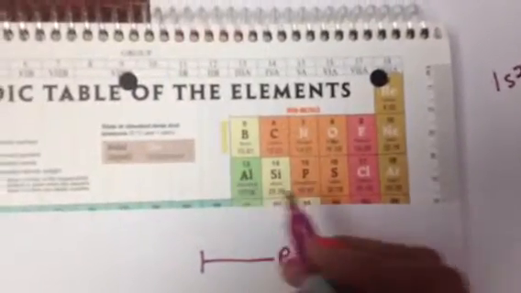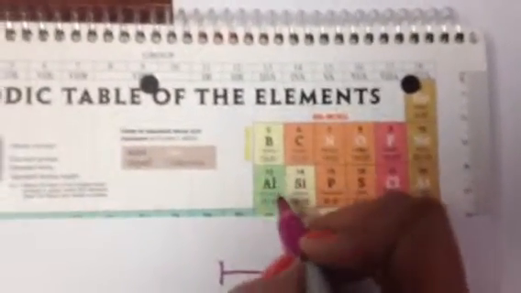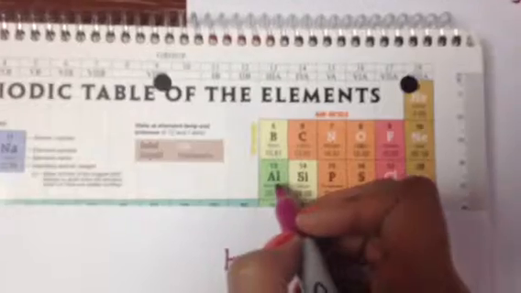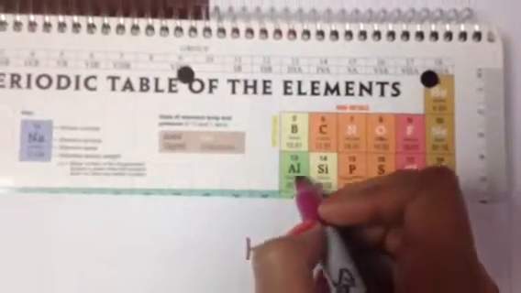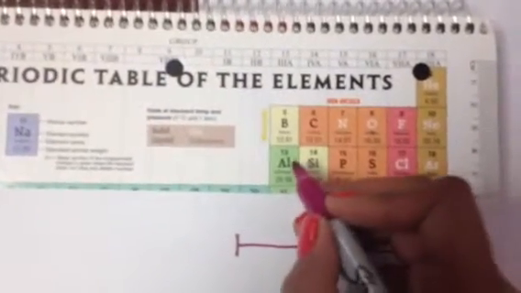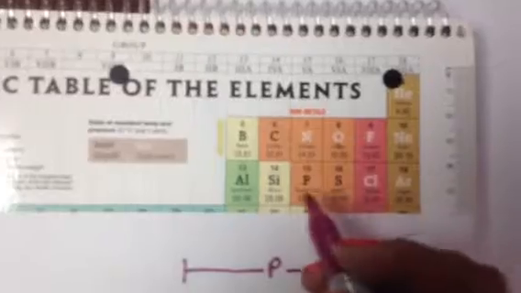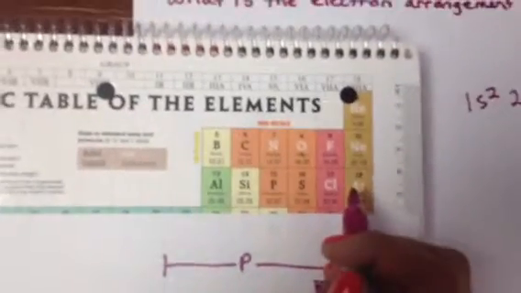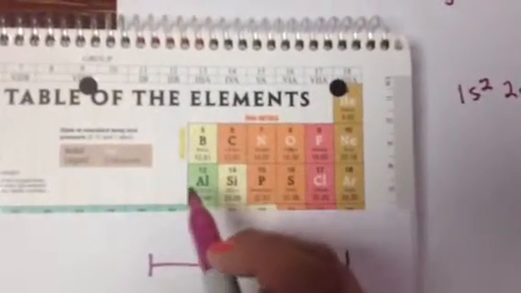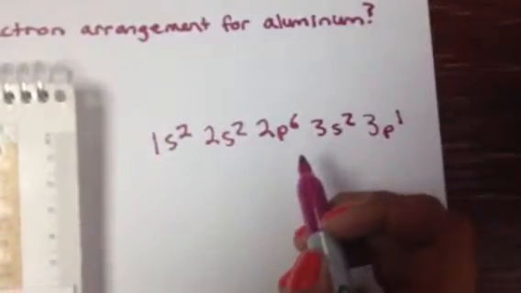And now we move on to the 3p orbital. Now, aluminum is 3p1. And since we don't need to go further, we would just stop at 3p1. The other ones are excluded because we do not need to complete the orbital. We just stop at aluminum. And that is the electron configuration for aluminum.